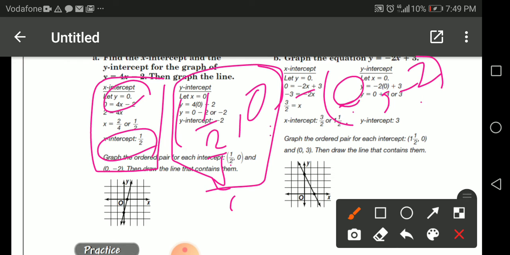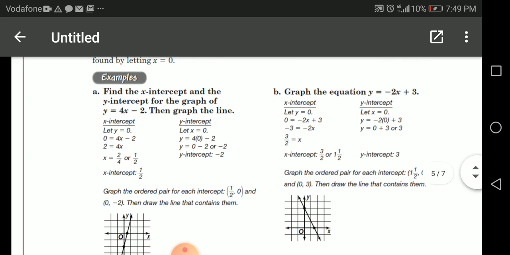So if I have here the drawing, I will say half is 0.5. Remember, half is 0.5 to know it on the number line. So we go here half, 0.5, and I'm not going to go up. And for y, I will say what? 0 and negative 2. So 0, then go down to negative 2, this point, then draw the line containing them. Is it easy, guys?